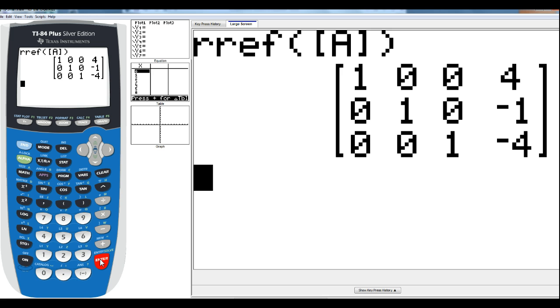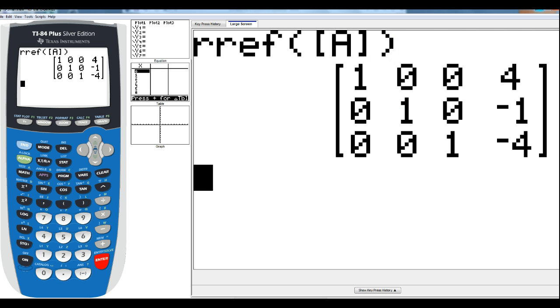Now, how does this help us? Well, remember that first column, that's your X column, the second column was the Y column, and the third column is the Z column. So since this is a nice reduced matrix, this tells me my 1Z equals -4, and then my 1Y equals -1, and then that's a 1X, or X equals 4.